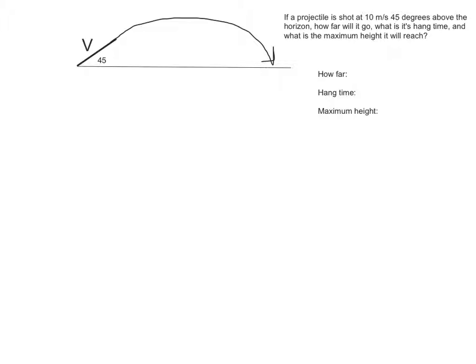It's pretty simple. It just comes up, goes up, and comes back down. Perfect. Cool. So the question reads, if a projectile is shot at 10 meters per second, 45 degrees above the horizon, how far will it go? What is its hang time? And what is the maximum height that it'll reach?